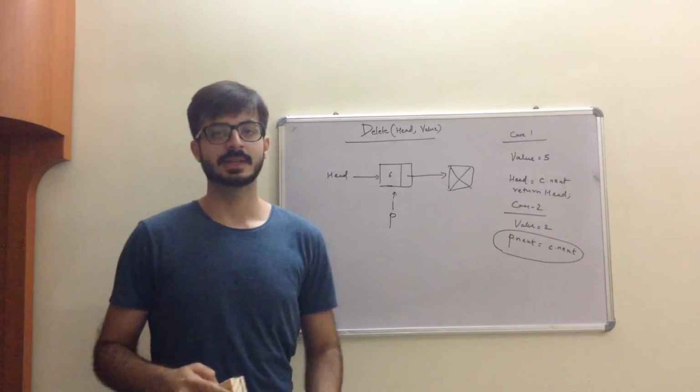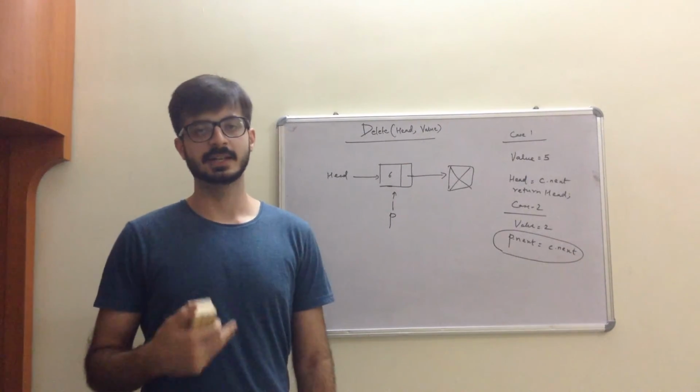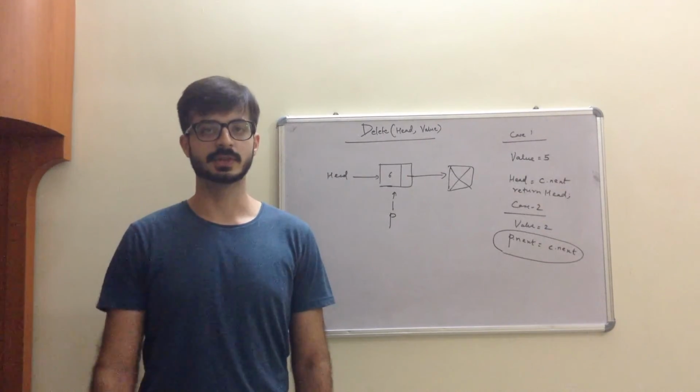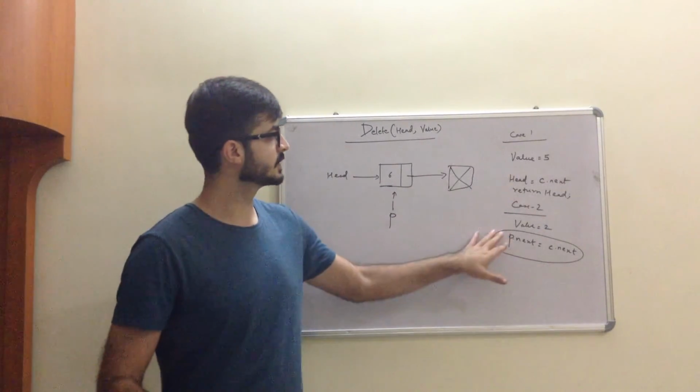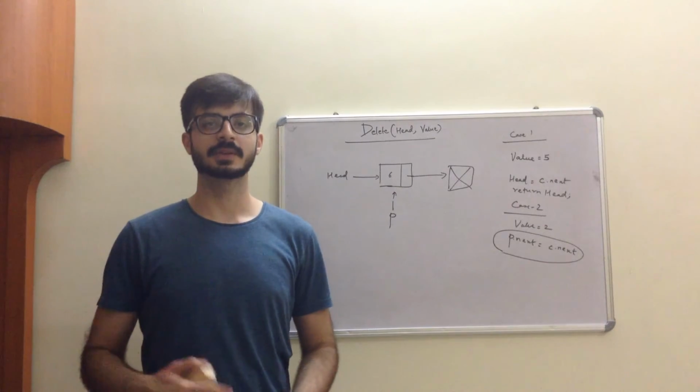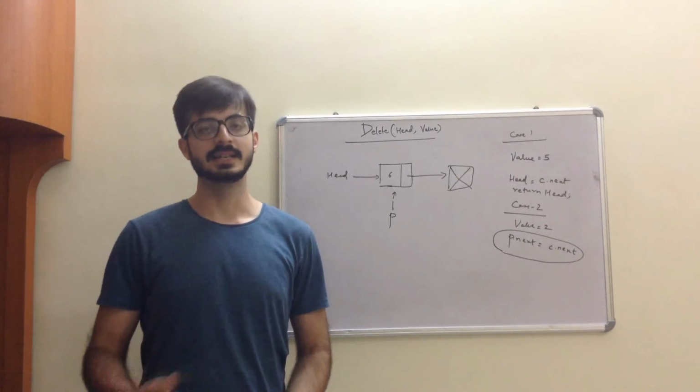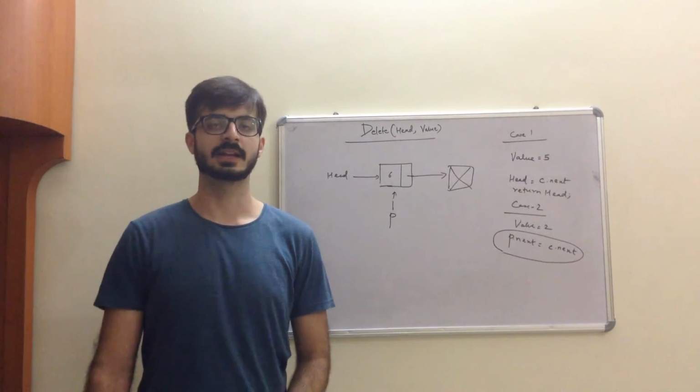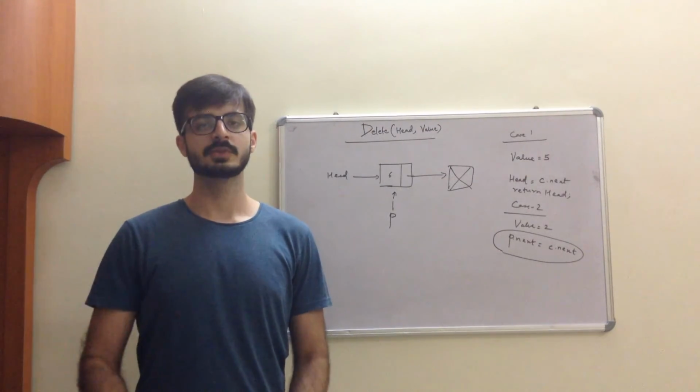We see that deletion of an element in the linked list is an order n solution, and these two cases take care of all the possible deletions in a singly connected linked list. Hope you enjoyed the video.